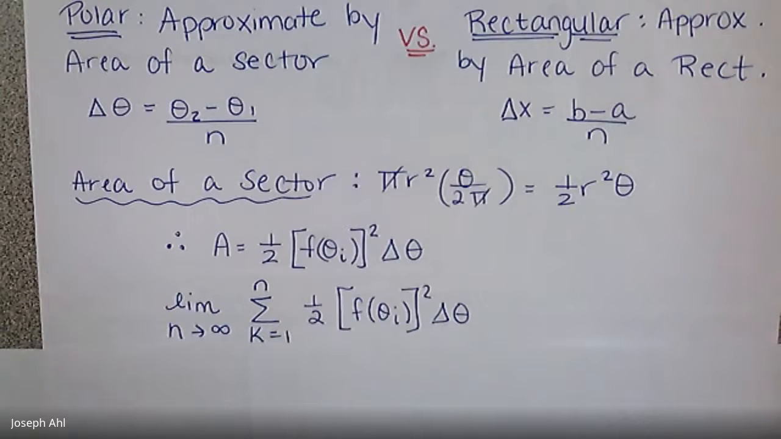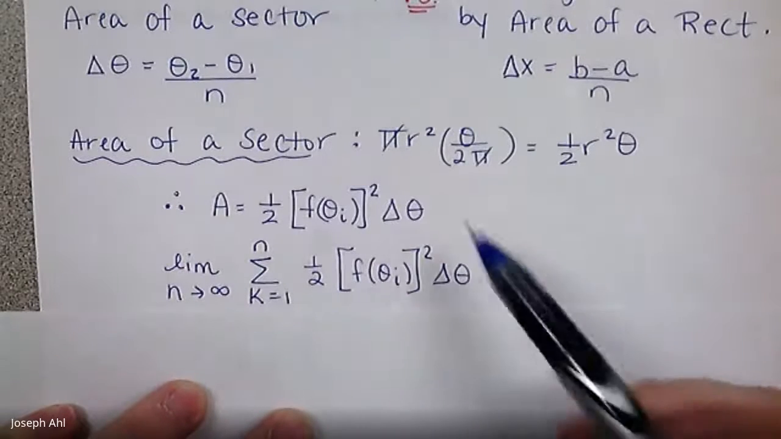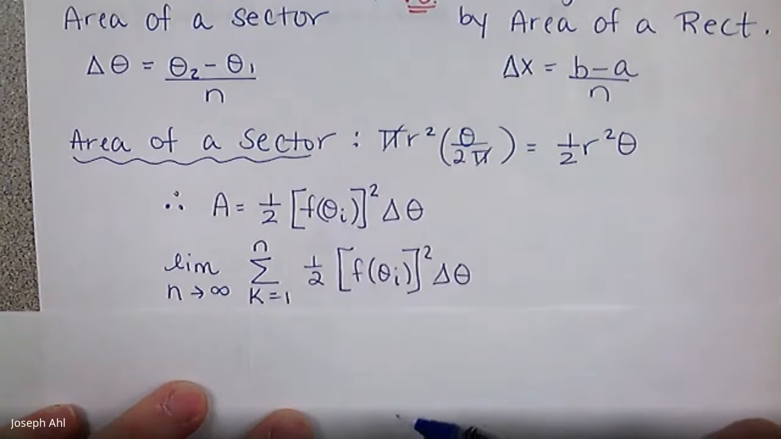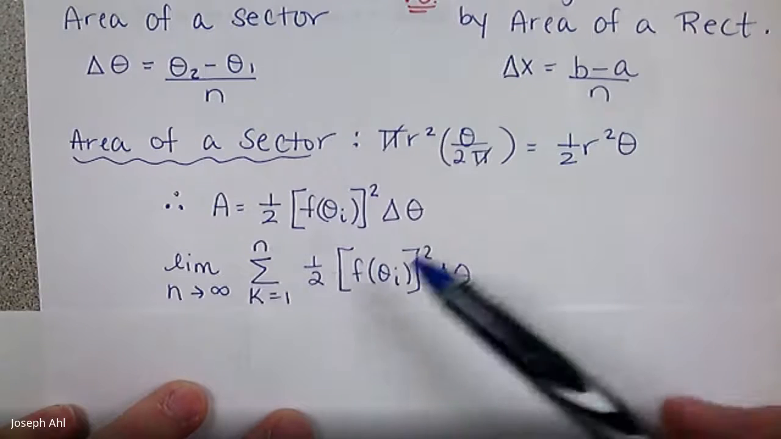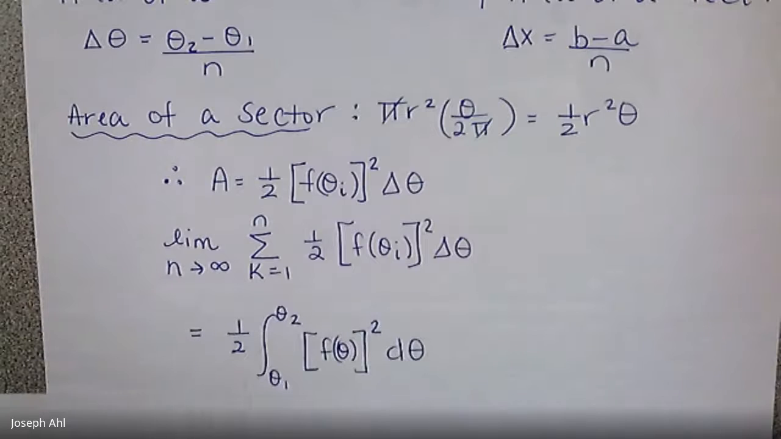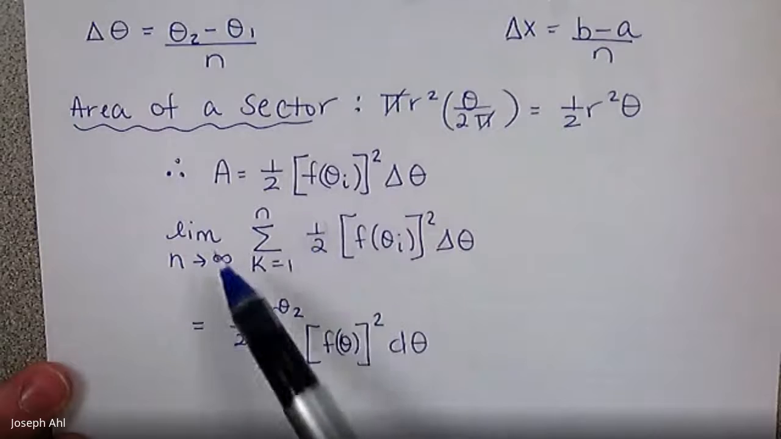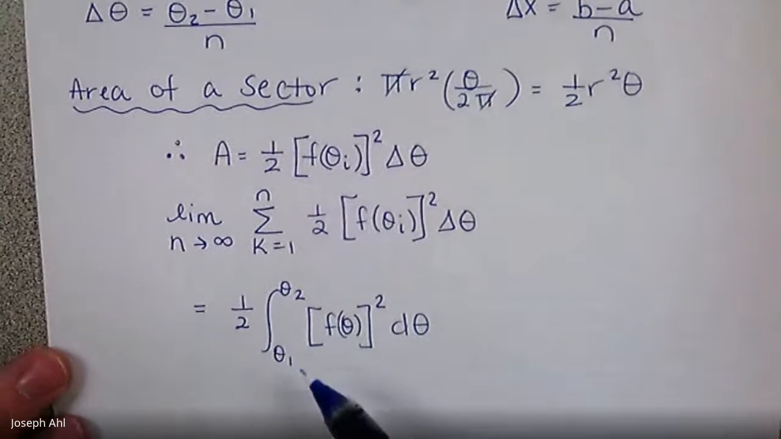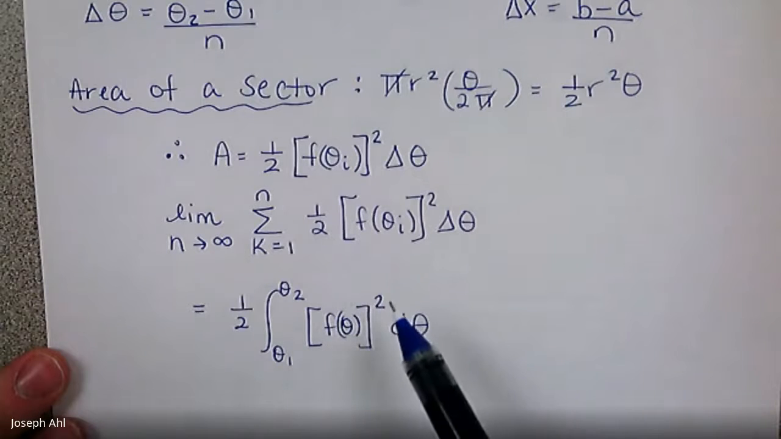Okay, so we can write that in some sort of fashion as a limit as n goes to infinity of the sum of all of the sectors with this area. And when you take the limit as n goes to infinity of this sum, that turns into the definition of a definite integral. So finally, last but not least, it's going to be 1/2. So you can pull that 1/2 out front. The integral from theta 1 to theta 2 of your function f of theta squared d theta.